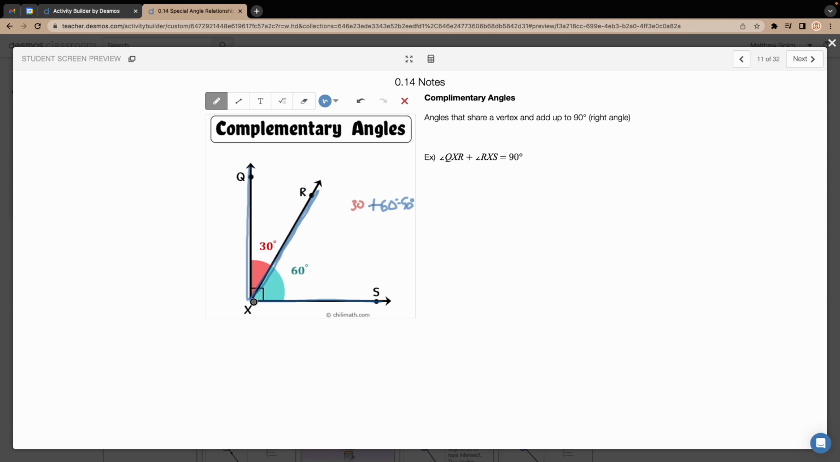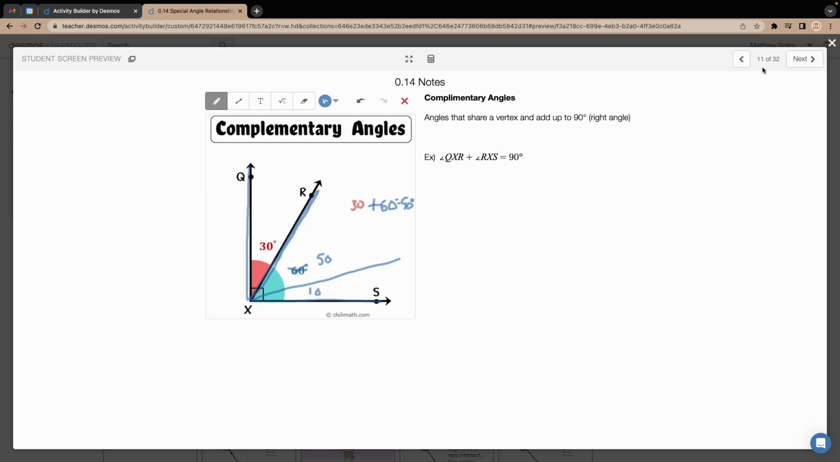You could also have three angles. So if I had a third angle, and this one was 10, this one was 50, and that one was 30, those three angles add up to 90. Those are also complementary angles.